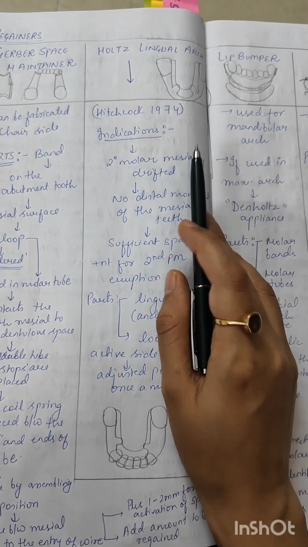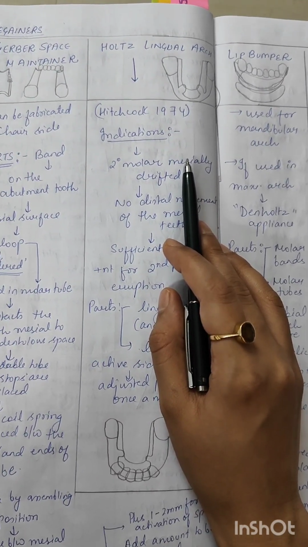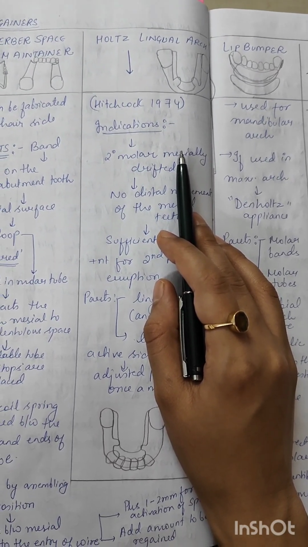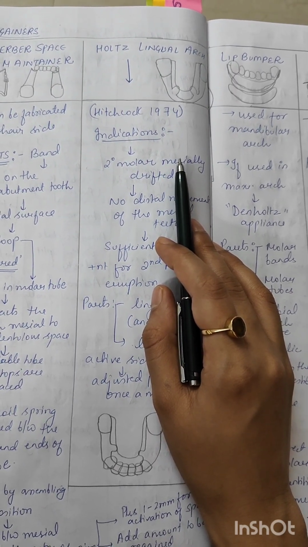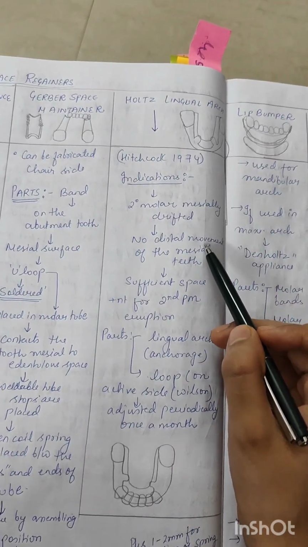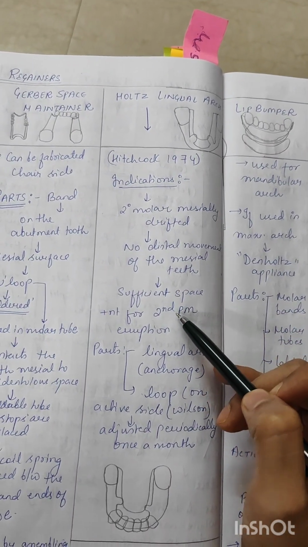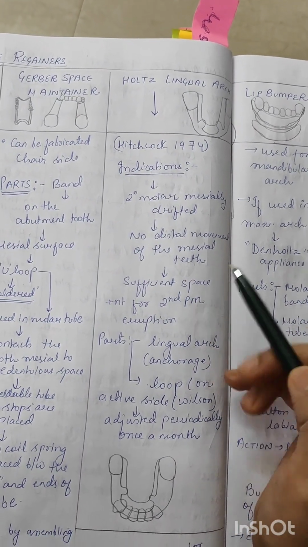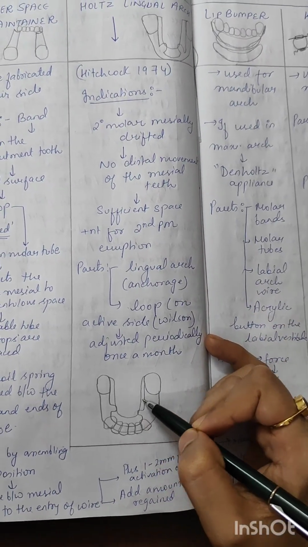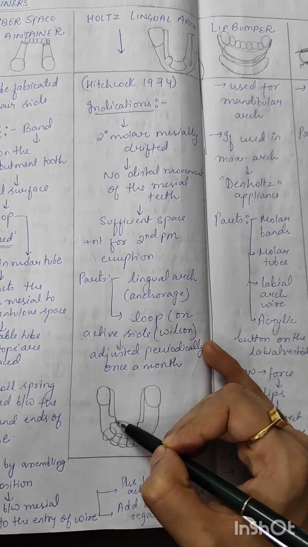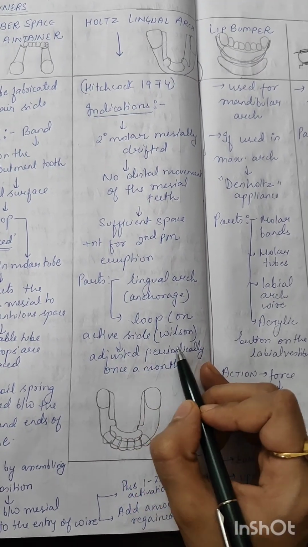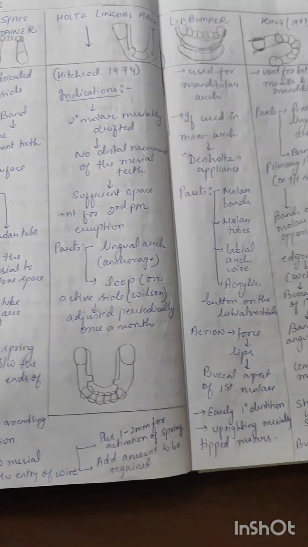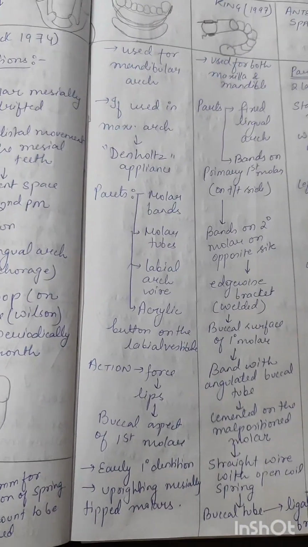Indications: when the permanent molars should be mesially drifted, but the premolar should be uprighted. In such cases we can use it, and sufficient space should be present for the eruption of the second premolar. It has a lingual arch for anchorage. These are the Wilson loops, the active side, and it is adjusted periodically, once a month.